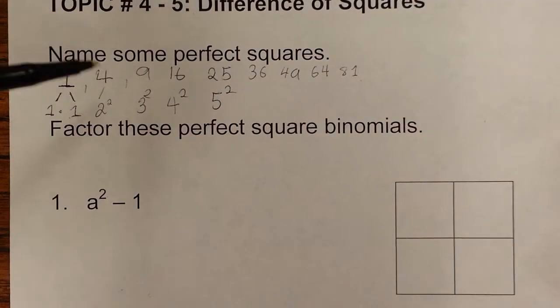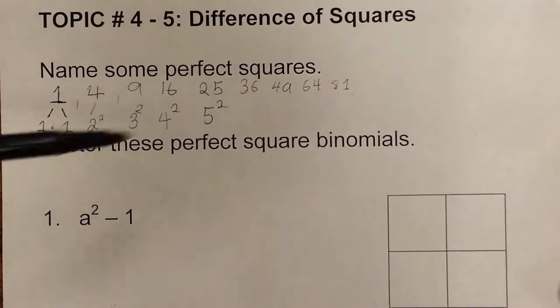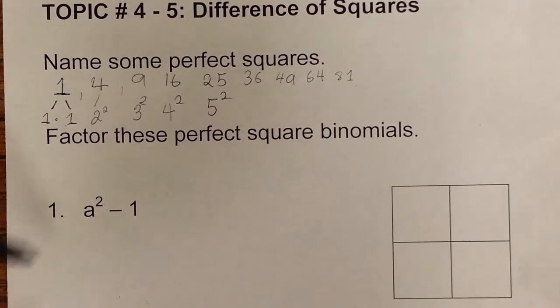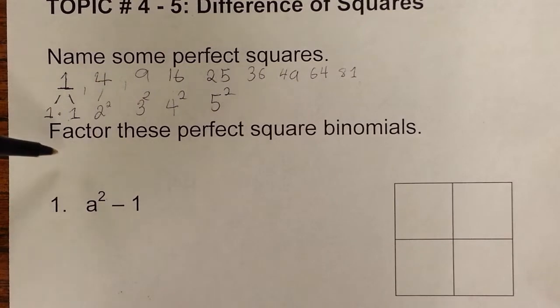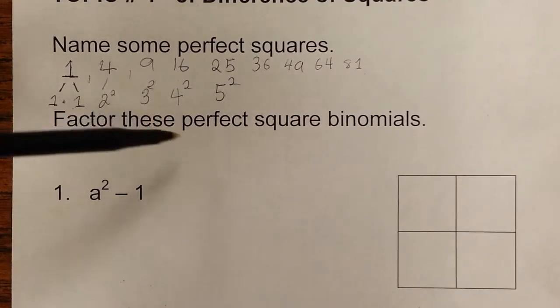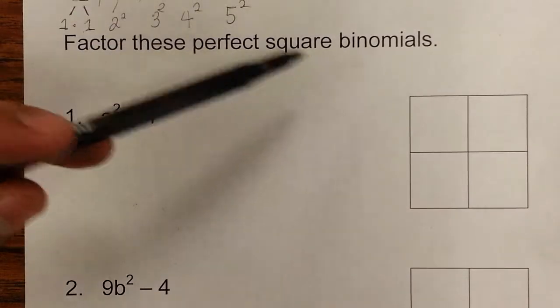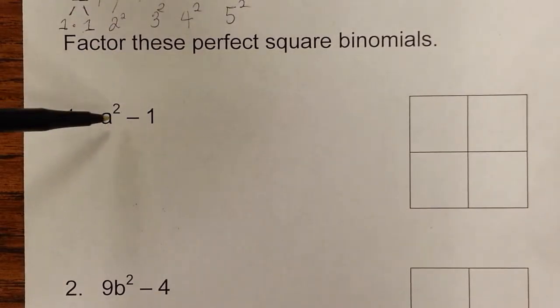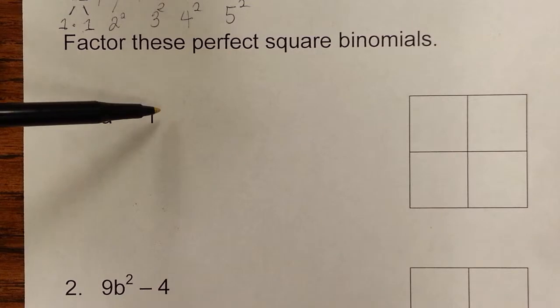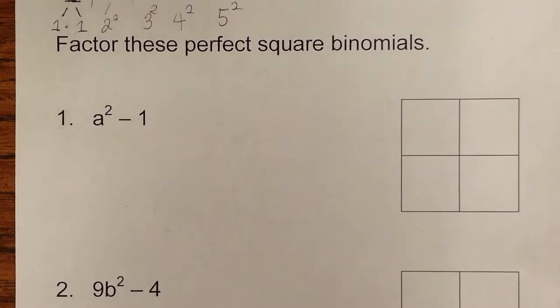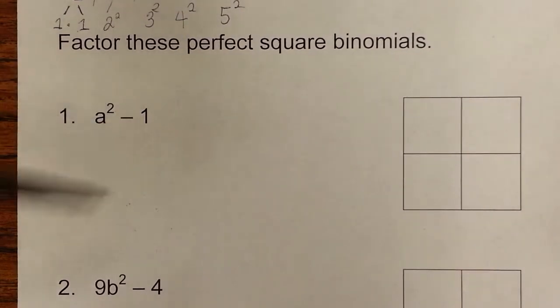Now, we're going to use these perfect squares in combination with factoring today. So the question asks us to factor some perfect square binomials. Let's look at question number 1. It's a perfect square binomial. If you notice, a squared can be written as a times a, 1 can be written as 1 times 1. But so far, we don't have a set way to work with this.